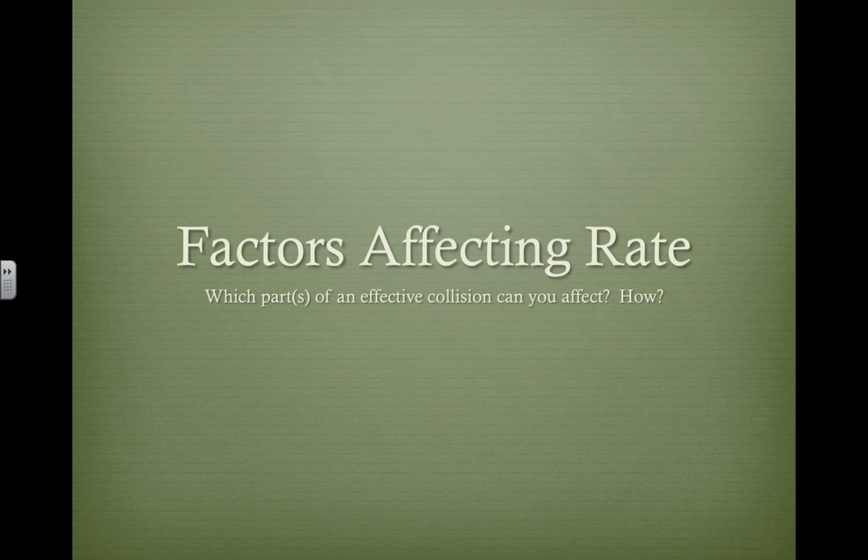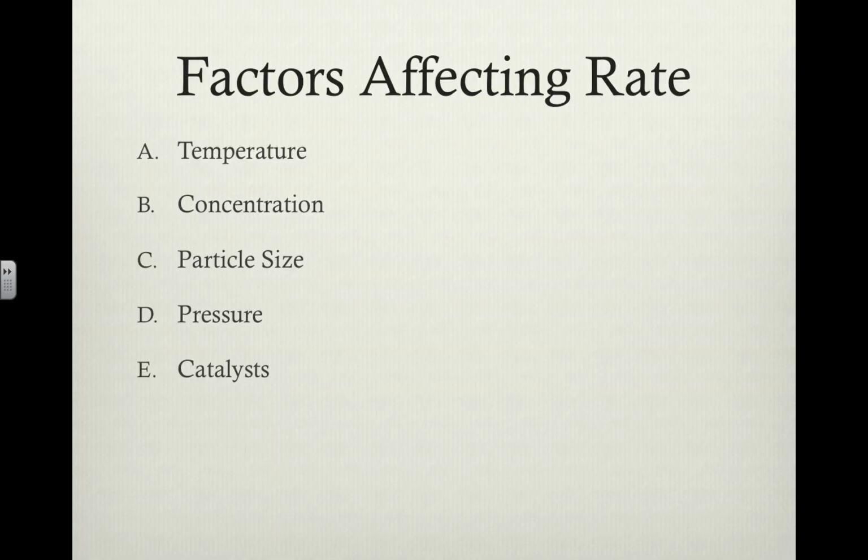Remember, there's a lot of random motion happening. But we can change the energy of the collisions, and we can change how many collisions are happening. So that's where we're going to talk about factors affecting rate. Here are our factors: temperature, concentration, particle size, pressure, and catalyst. You need to be able to account for each one of these and why it affects the rate.